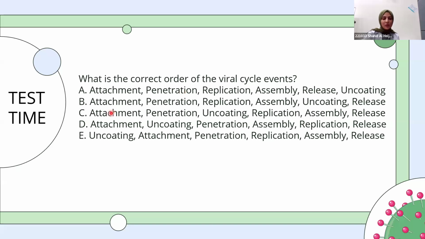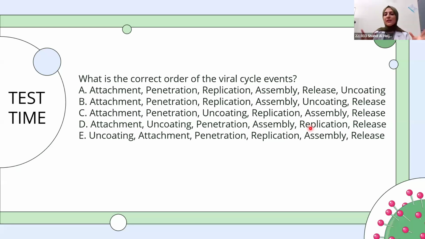Let's take them one by one. Both have attachment, and then penetration and uncoating. So what comes first? After the virus attaches, will it start uncoating and releasing its genome, or should it penetrate the host cell and then do everything? You attach, and then you penetrate, and then you uncoat by the degrading enzymes. Yes, penetrate and then uncoat, and then you have replication and assembly. Here, assembly and replication. Which one will come first?